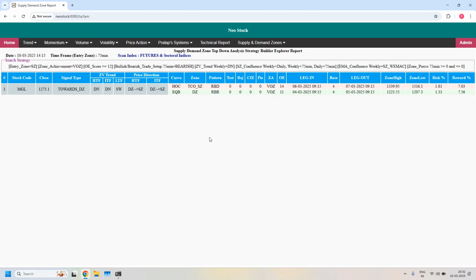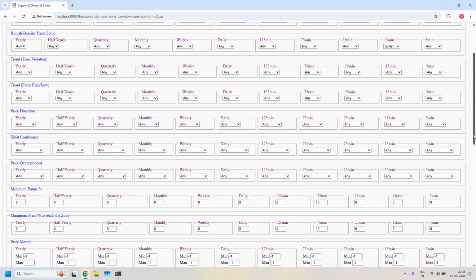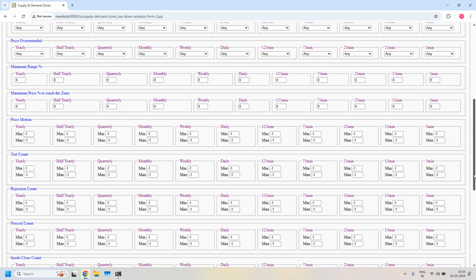Okay, this is a bearish trade setup for weekly income trade. Next, daily income trades, bullish trade setup. Entry time frame 15 minutes, entry zone demand zone, bullish or bearish at 15 minutes, bullish I selected, zone achievement VOZ, minimum order enhancer score 12. And the 15 minutes demand zone should not be pierced. So in the pierced count at 15 minutes time frame, minimum value 0, maximum value 0.